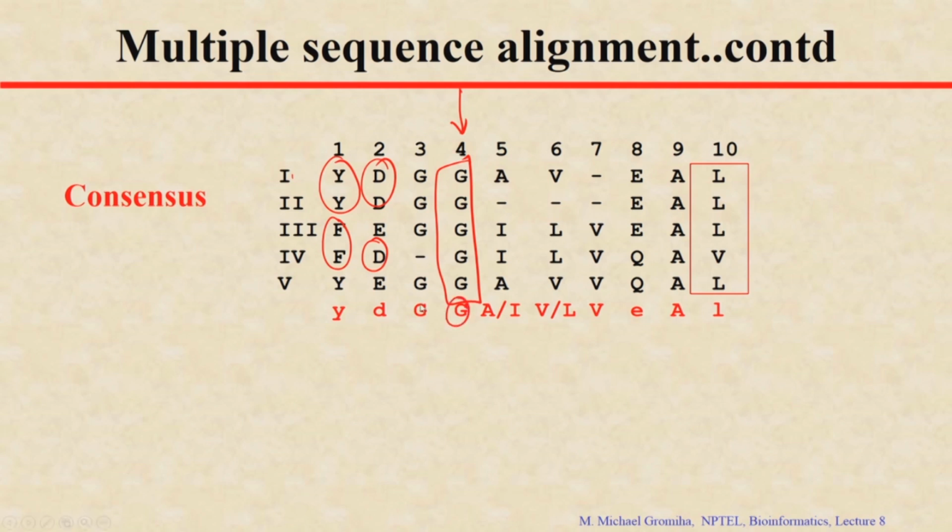In some cases, if you see the 10th one, this is a small l, because it is mainly L and V, and in some cases they put equal preferences. For example, if you see position number 5 or 6, they put either A or I, or either V or L. So in this case you can see that in some positions, some residues are maintained.